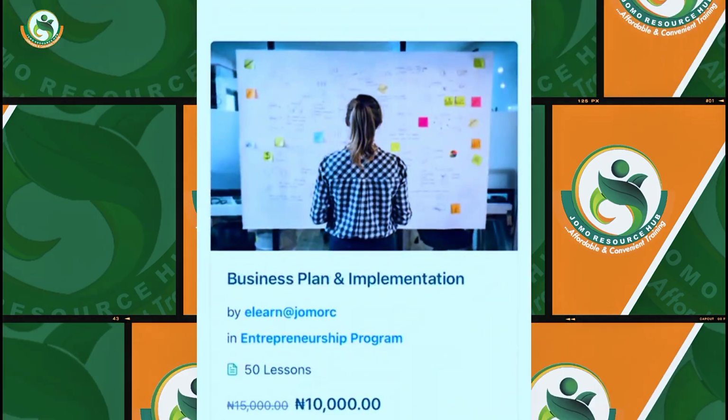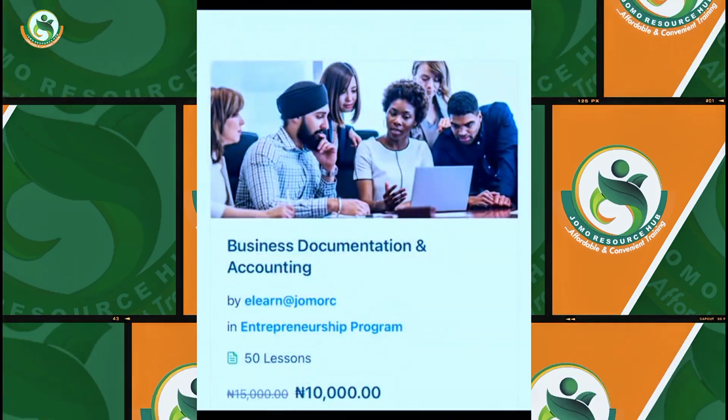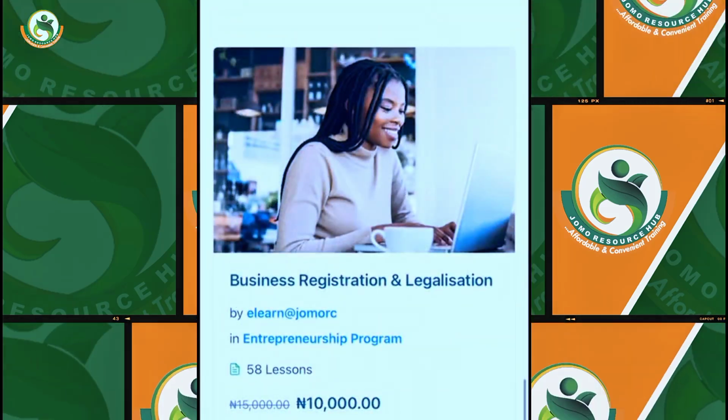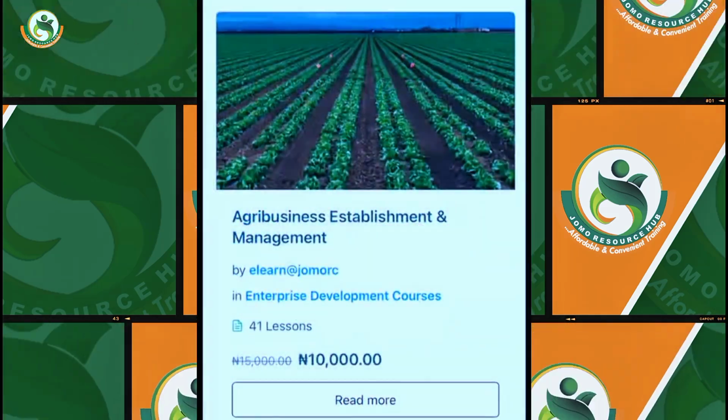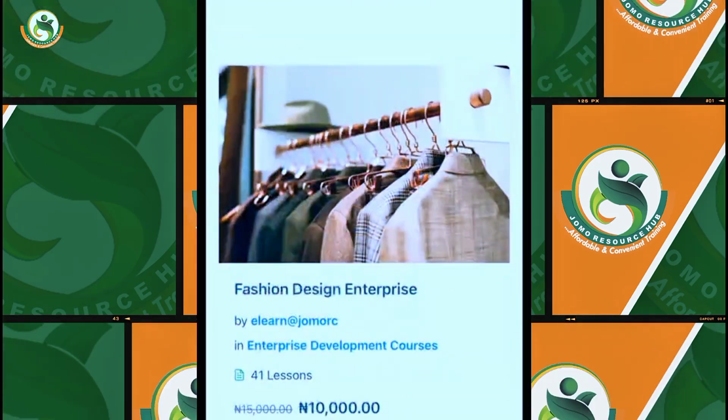Number 1, business planning and implementation. Number 2, business documentation and accounting. Number 3, business registration and legalization. Number 4, agribusiness establishment and management. Number 5, decoration and events planning enterprise. Number 6, fashion design enterprise.